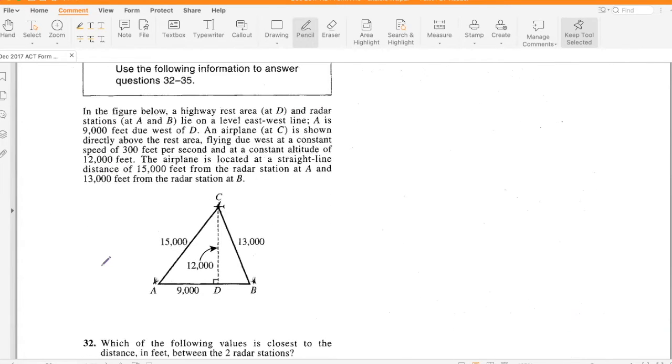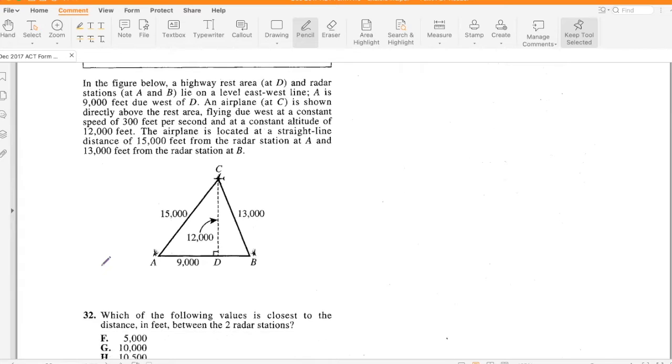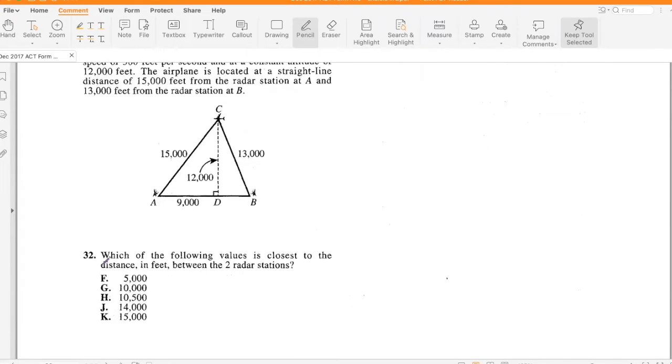In the figure below, a highway rest area at D and radar stations at A and B lie on a level east-west line. A is 9,000 feet due west of D. An airplane at C is shown directly above the rest area, flying due west at a constant speed of 300 feet per second and at a constant altitude of 12,000 feet. The airplane is located at a straight line distance of 15,000 feet from the radar station at A and 13,000 feet from the radar station at B. Which of the following values is closest to the distance between the two radar stations?